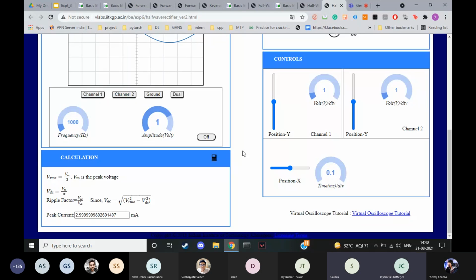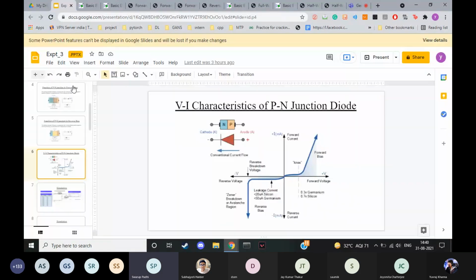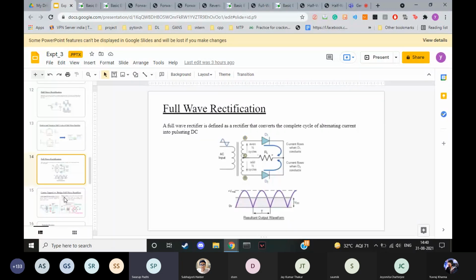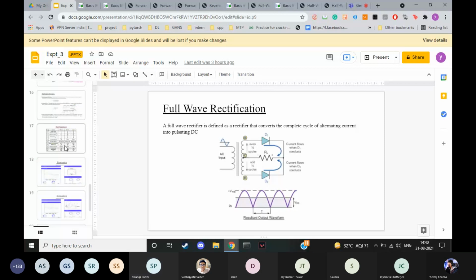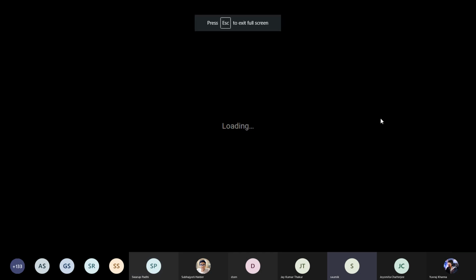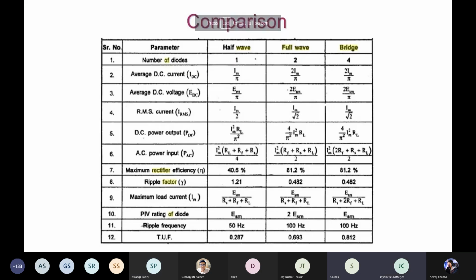Any question by any student? I have a question. In the slides, there was a distinction between full wave, half wave, and the bridge rectifier. The last point had some abbreviation, TUF. I could not understand what that is. Can you explain the transformer utilization factor? Which point? The 12th point. Okay, transformer utilization factor.